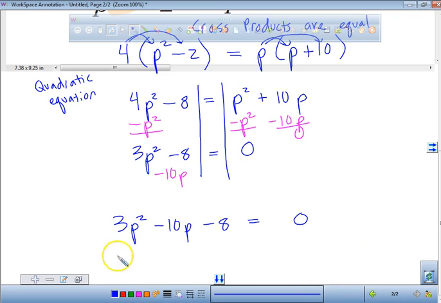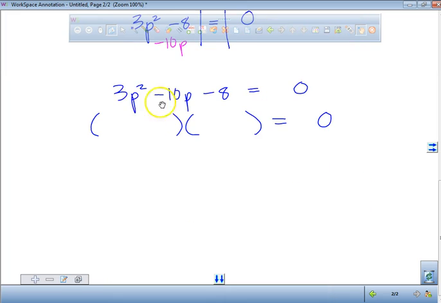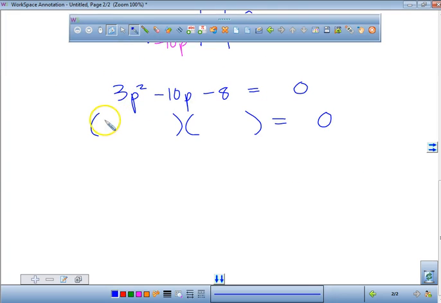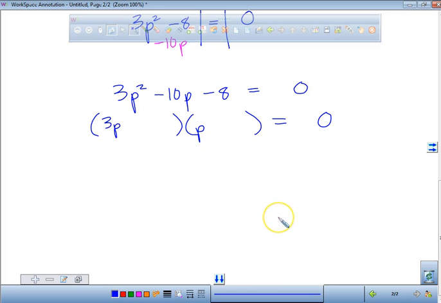Now I'm letting you know right now, this quadratic equation is factorable. If that's a 3p squared, you know you're going to have a 3p up front and a p right here. Because 3p times p is 3p squared. And we're going to be using the FOIL method. But the thing we really need to focus on is not the first. It's not the last. We need to focus on our outer products and our inner products.